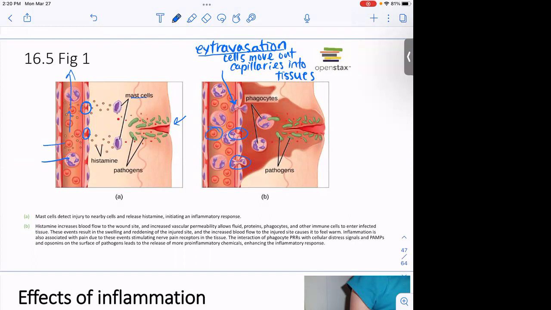The red blood cells are not getting to where they need to go as quickly because the blood pressure goes way down. There's too much fluid leaving the blood vessels, and that can cause a condition known as shock. Okay, when the blood pressure gets too low, that's potentially deadly. So again, too much inflammation all at once is a bad state for the patient to be in.